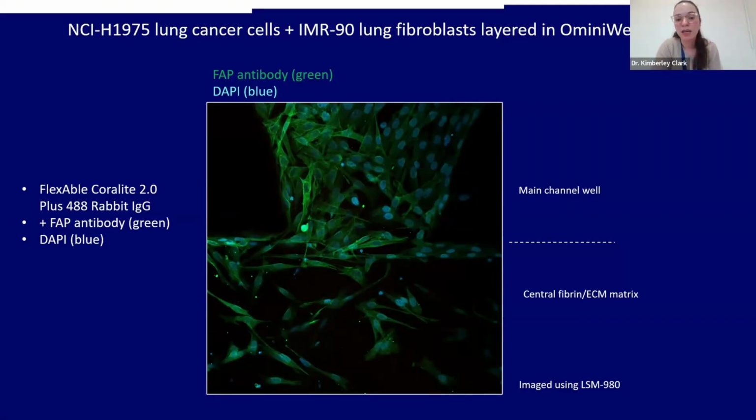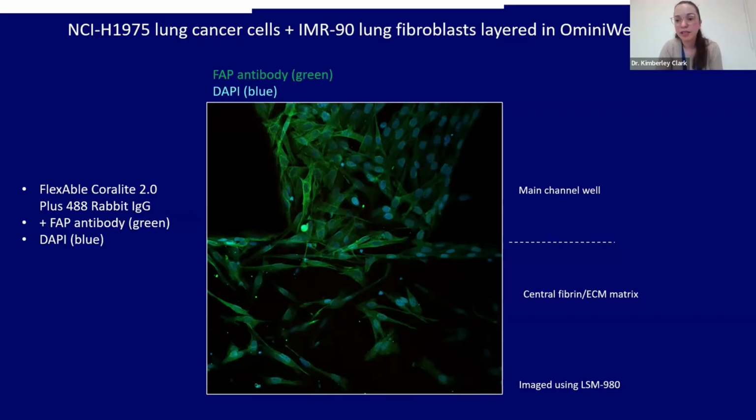And so we started by trying to identify our fibroblasts. We were using a fibroblast-specific antibody, FAP, and we conjugated that with the CoraLite 488 flexible antibody. And we could see some really nice distinction throughout the more crowded initial well, and you could see that infiltrating into that central ECM layer as well. This gave us more confidence in both the model and our ability to stain these cells.